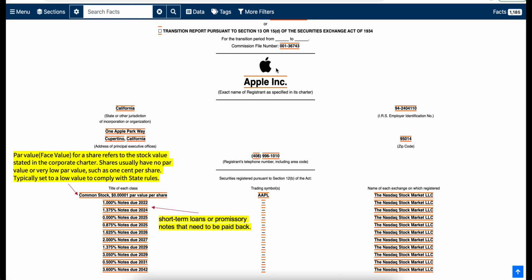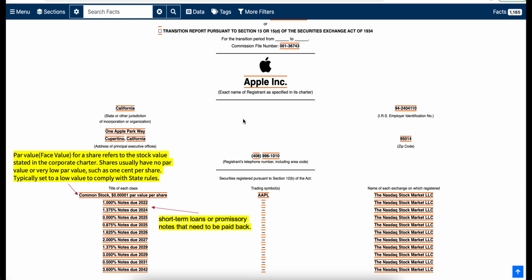Okay, so that's the first page that you see here in the 10K report, is the one that we examined earlier, and you will see that it starts with a par value, or as it's called, like a face value. So you typically know, if you're aware of bonds, that bonds have a face value, but stocks can have a face value too. And typically it needs to be set to a low value in order to comply with state rules. It's almost like a legal thing.